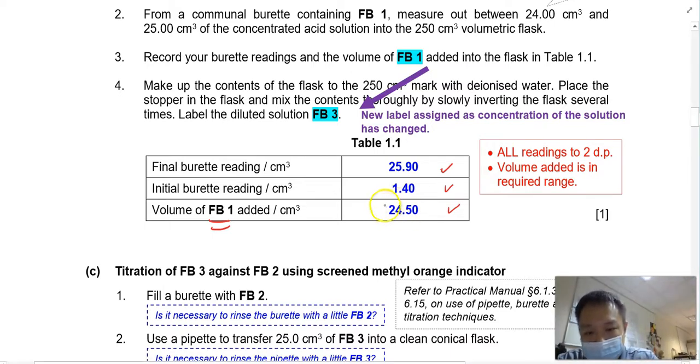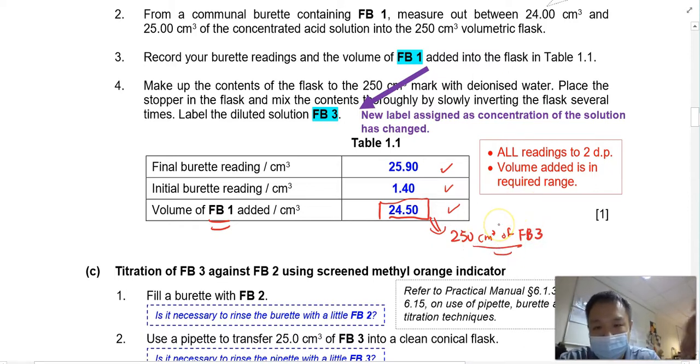So in this case, what am I saying? I'm using 24.50 cm cube of FB1 to prepare 250 cm cube of FB3. Alright, this is important info that you need to take note of, because this provides the context for us to find the concentration of FB1 later on. So basically you can see this process is a dilution.